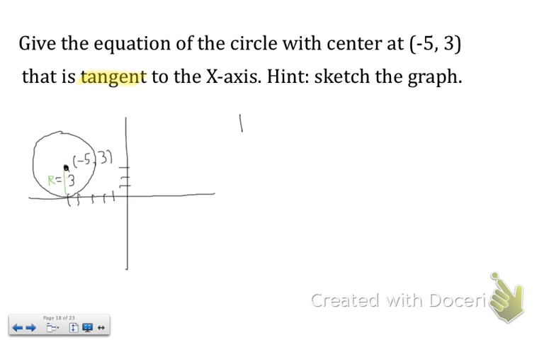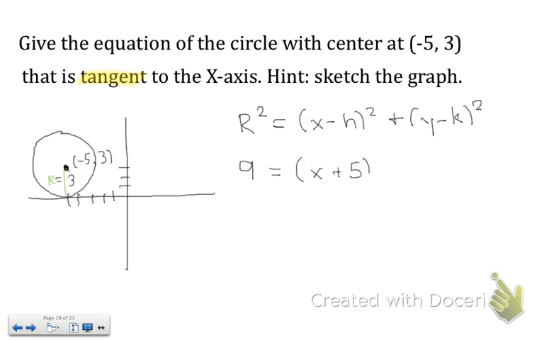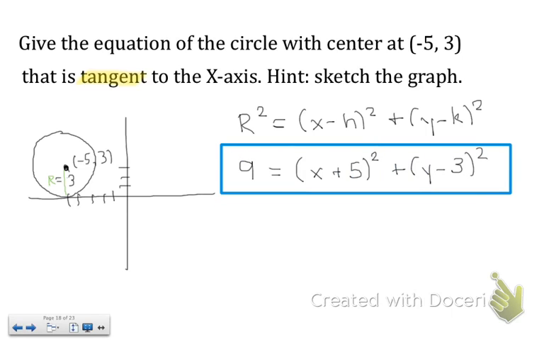Okay. So now we've just got to plug in to r squared equals the quantity x minus h squared plus the quantity y minus k squared. So 3 squared gives us 9. And then we have the quantity x minus -5, but again, remember that subtracting a negative is the same as adding. So it's going to be (x + 5) squared plus (y - 3) squared. There's our equation.